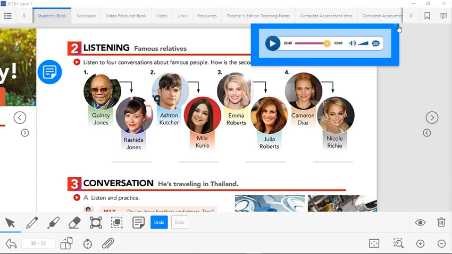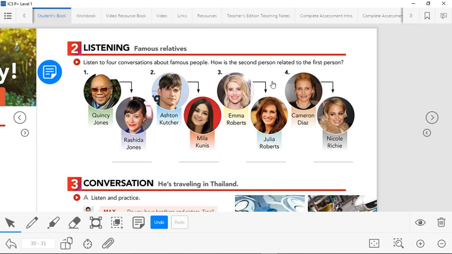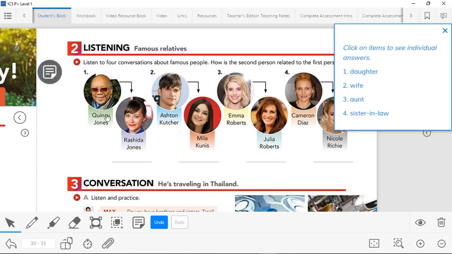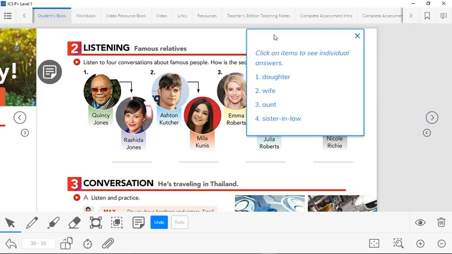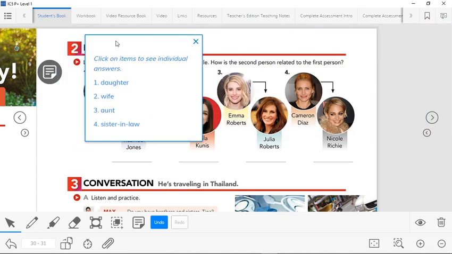Okay, that was really interesting. Did you get all the relationships? Okay, let's check. Rashida Jones is Quincy Jones' daughter. Mila Kunis is Ashton Kutcher's wife. Julia Roberts is Emma Roberts' aunt. You would have thought that she is the mother, but no, it's not. It's just her aunt. And Nicole Richie and Cameron Diaz are sisters-in-law.